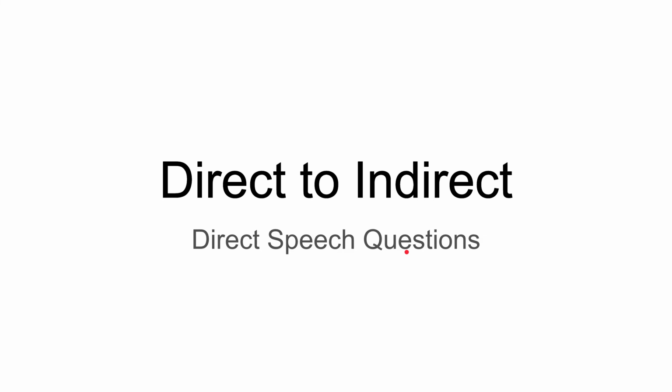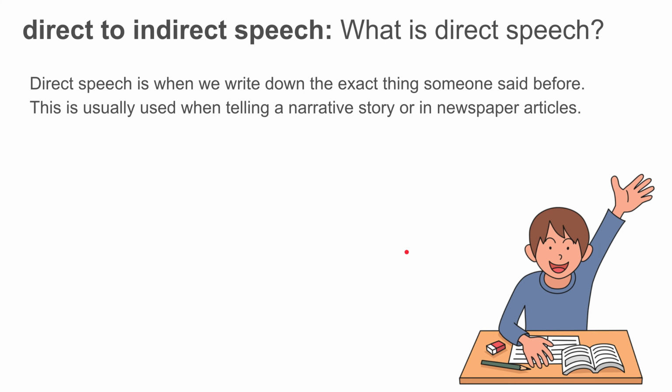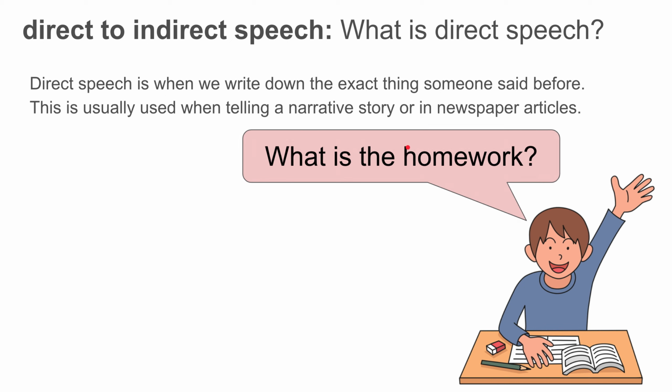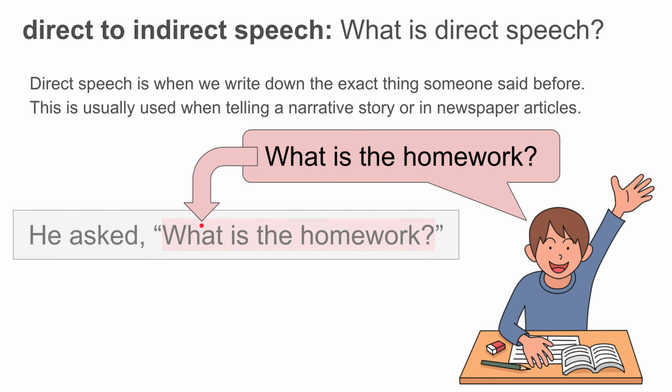Let's move forward now. Let's talk about direct speech. Direct speech is when we write down the exact thing someone said before. This is usually used when telling a narrative story or in a newspaper. For example, he might have asked yesterday, what is the homework? And today you ask me, what did he ask yesterday? So I would say, he asked, what is the homework? And I would write this down in a note.